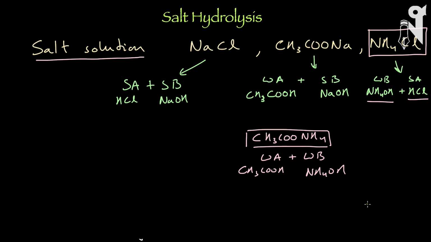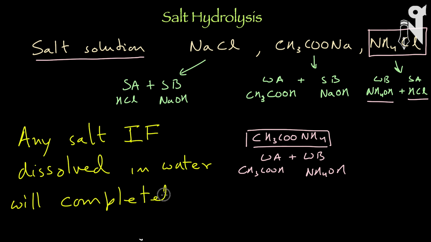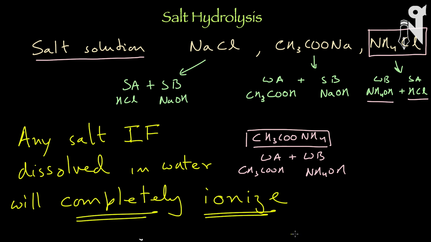Any salt, if dissolved in water, it will completely ionize. What do I mean by this? If it is any salt, say NaCl, CH3COONa, NH4Cl, CH3COONH4, even though it's a salt of a weak acid and a weak base, doesn't matter. When dissolved in water, it is going to fully ionize. It is going to give you the cation and the anion completely.